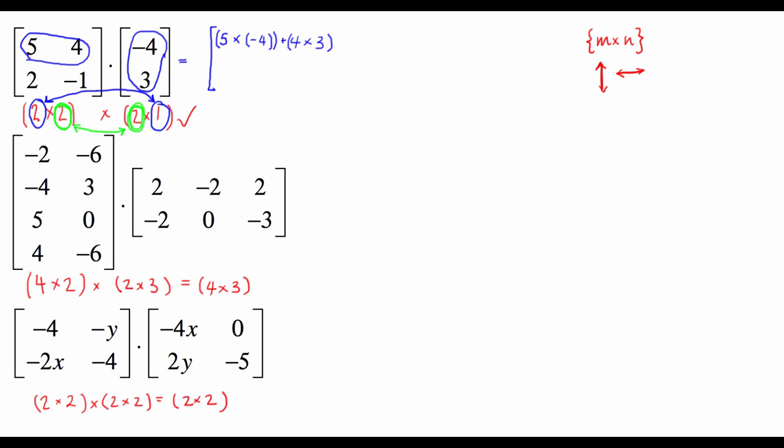And then what we're going to do is get the second row of the matrix, this one here, and multiply it by the same column, the first column. Because this is the second row, we go down into the second row of our matrix. So this is going to be 2 times -4 plus -1 times 3. Cool.